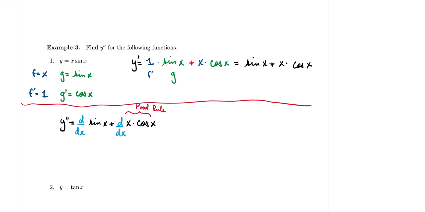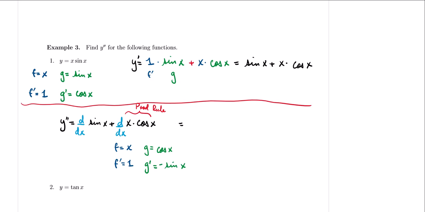So once more, I'm going to go ahead and identify my f and my g. So f is x, so f prime is just going to be a 1, and the g is the cosine of x. So the g prime here, and this is where we got to be careful, that the cosine has a negative sign. Okay, so putting everything together then, what would we get?